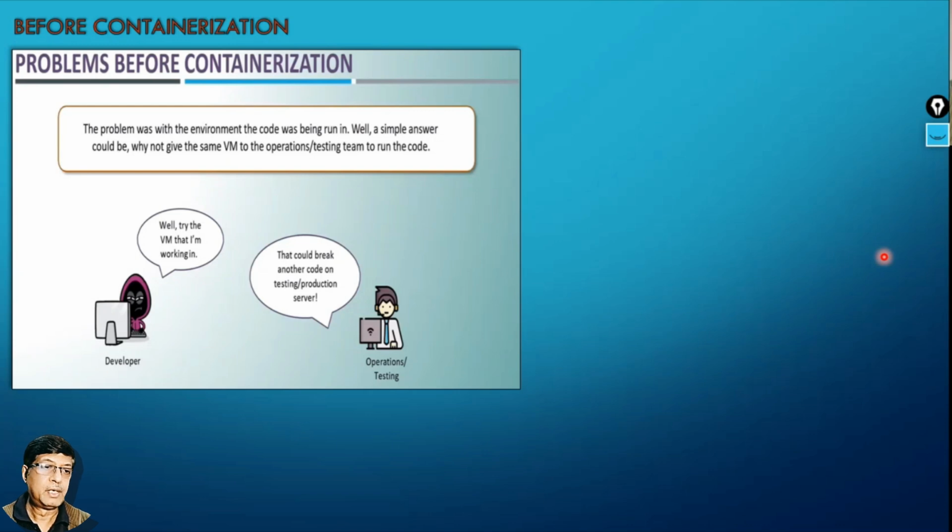So we have understood that before containerization there were lots of problems. Take the VM that I'm working in. The developer gives the virtual machine all together to the operations team. But the operations team says that could break another code in the testing or production server, because I'm not only dealing with your application. There are lots of other applications from other projects also. So how can I manage that? Please do something about it. I cannot take your virtual machine. So there is a tussle between the development and the operations team.